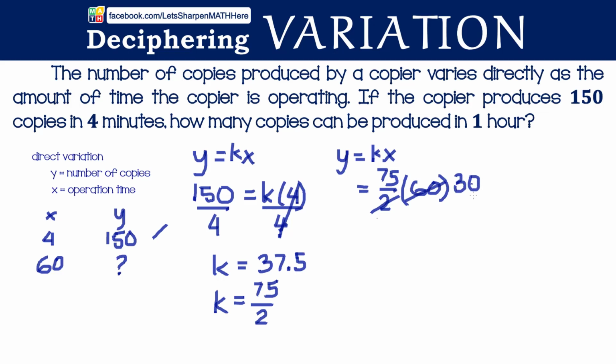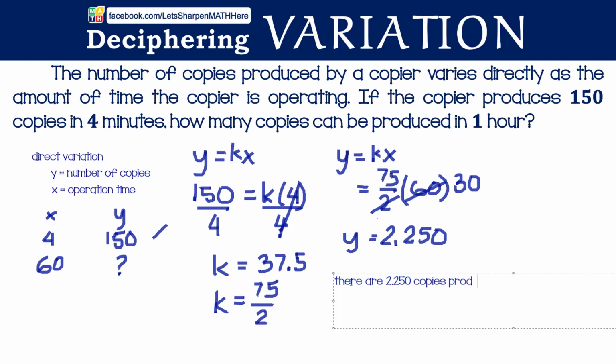You have 30 times 75, and the product of that is 2,250. This is the result when we multiply 30 times 75. This is now the answer. Or in statement form, we could say that there are 2,250 copies produced in 1 hour, or again 60 minutes. So this is the answer for this given problem.